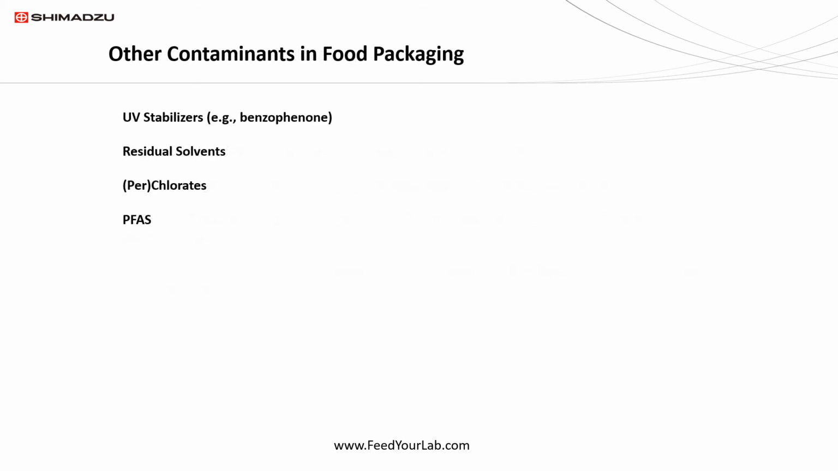The data I showed you are just a few of the possible contaminants in food packaging. There are others, such as UV stabilizers like benzophenone, residual solvents, of course, and chlorates, perchlorates from disinfecting processes, and of course PFAS. Shimadzu does have a number of application notes and data available on these materials, so please take a look at our website for more information.